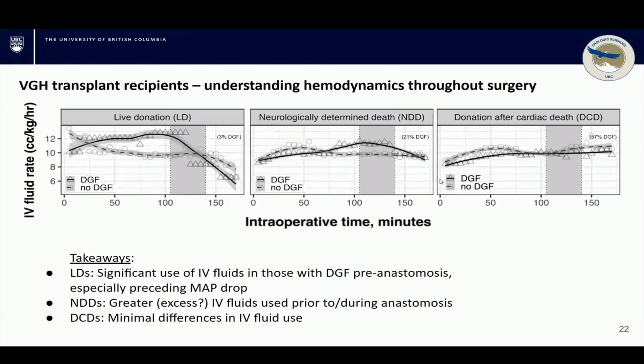We also performed a similar analysis looking at the use of IV crystalloids administered throughout the surgery, and we can continue to make these interesting observations. So in live donor recipients, those with DGF received substantially greater infusion rates of fluids, all quite prior to anastomosis. In NDDs, the crystalloid infusion rates are roughly similar, but despite the average blood pressures being virtually identical between the two groups, we do see that the DGF group did receive on average higher rates of crystalloid compared to the non-DGF group just before and during anastomosis. And then finally, in DCDs, there are really minimal differences in fluid use between those who did have DGF and those who didn't.